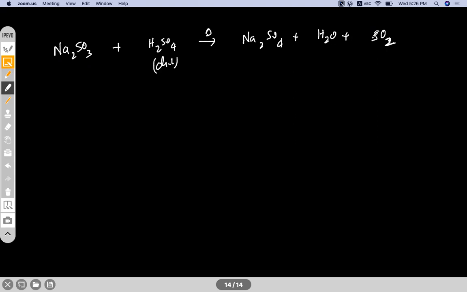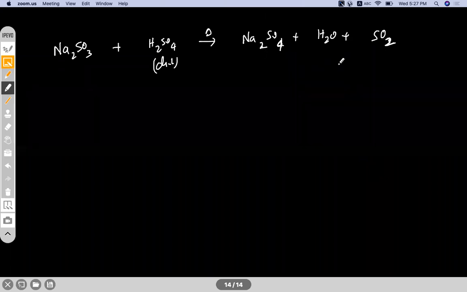Done. So the colorless gas was SO2. Sulfur dioxide evolves here. So we say that along with this, sulfite ion is also forming. So we say, okay, in the sample that we have, sulfite ion is present. The colorless gas is SO2 here. So here on the product side, we'll get the sulfite ion, right?